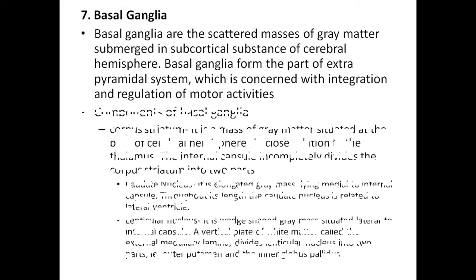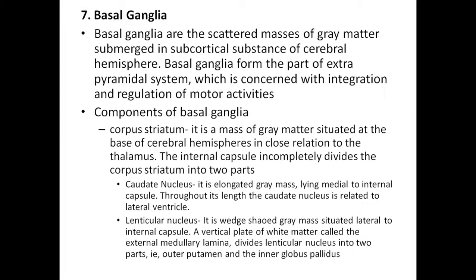Basal ganglia. Basal ganglia are scattered masses of gray matter submerged in the subcortical substance of the cerebral hemisphere. Basal ganglia form a part of the extrapyramidal system, which is concerned with integration and regulation of motor activities. Components of basal ganglia include corpus striatum, which is a mass of gray matter situated at the base of the cerebral hemisphere in close relation to the thalamus. The internal capsule incompletely divides the corpus striatum into two parts. Caudate nucleus, which is an elongated gray mass lying medial to the internal capsule. Throughout its length, the caudate nucleus is related to the lateral ventricle.